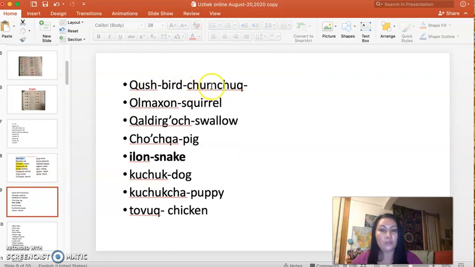Kush yoki chumchuk means bird. Olmaxon, qaldirg'och, cho'chqa, ilon, kuchuk, kuchukcha, tovuq.